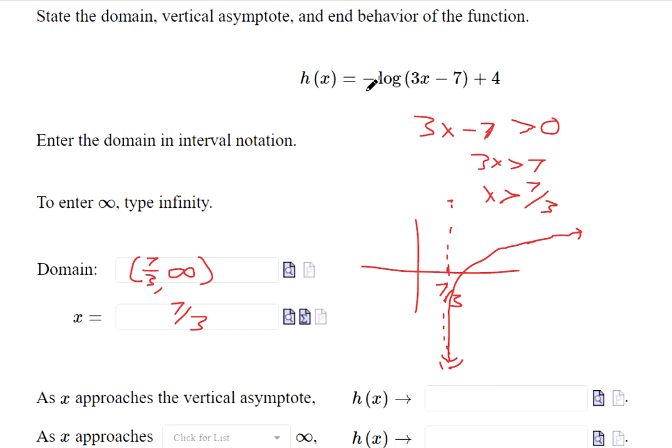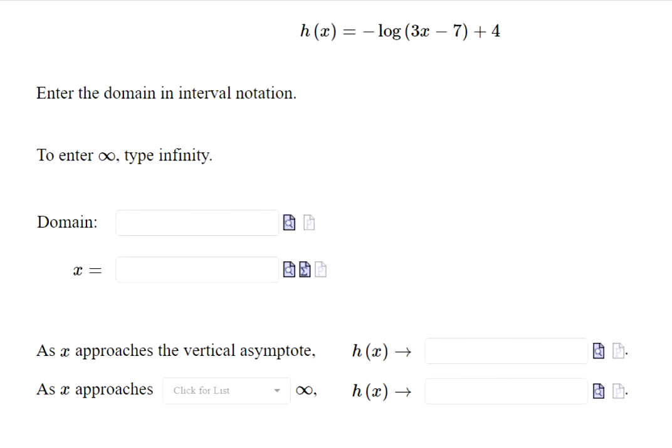Oh, and sorry, for this graph, it would be a little bit different because it's negative log of all this stuff, so the graph would be going in a different direction than what I have here, but it'd still be a vertical asymptote. Okay, you've got 7/3, get infinitely close. It's got +4 as well. Yeah, just make sure in tests that you don't just say you plugged it in graphing software.